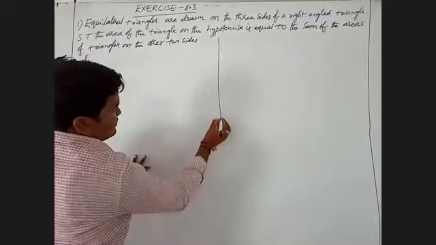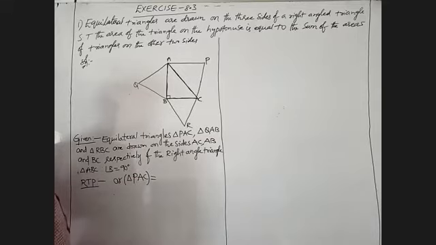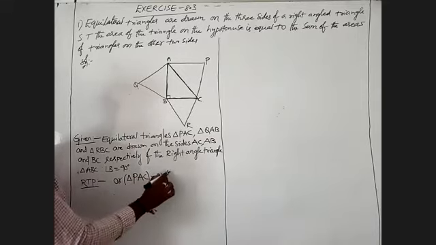The area on the hypotenuse should be equal to the sum of the areas on the remaining two sides. So I will write: area of triangle PAC is equal to area of triangle QAB plus area of triangle RBC. This is the given statement of the theorem. Now I am going to its proof.